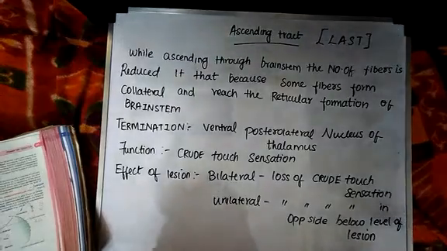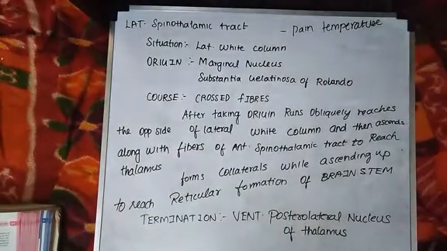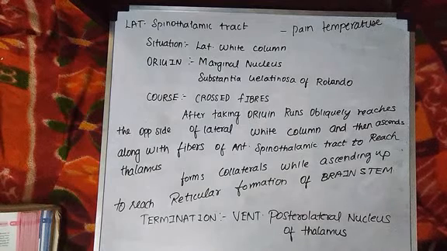Okay, already said we are going to study the lateral spinothalamic tract. So situation, as per the name, it is situated at the lateral white column. Okay, here where does it originate? Now it originates at the marginal nucleus and substantia gelatinosa of Rolando. These both the neurons are also present in the posterior gray horn.